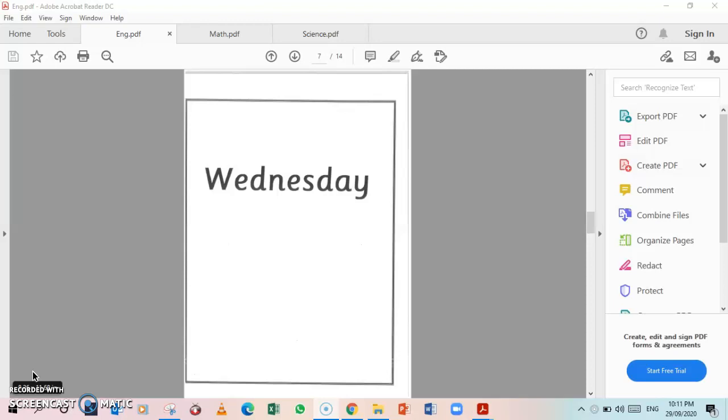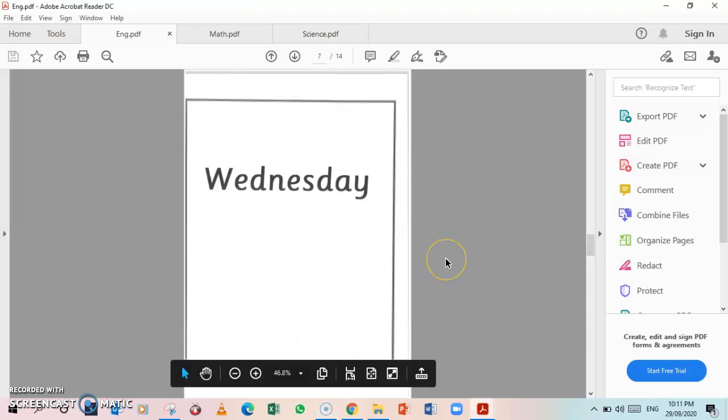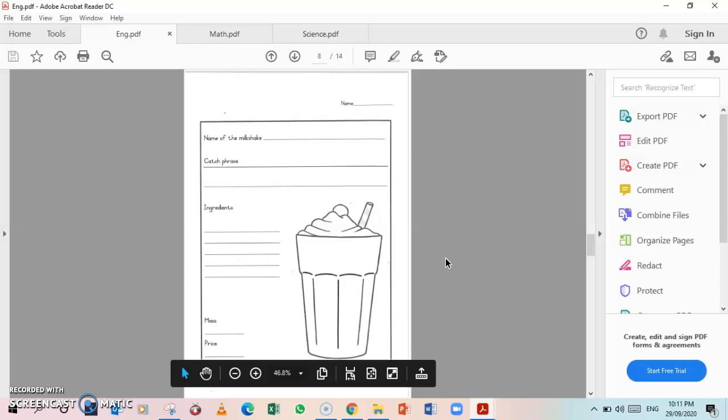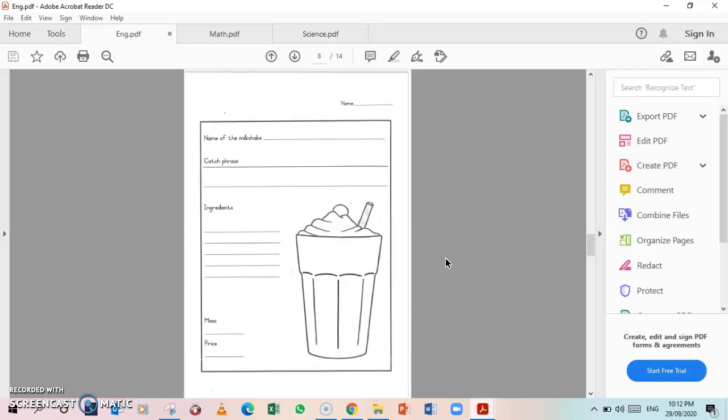So, for today's English activity, you get to design an advert for your own milkshake, year ones. So you get to name this milkshake whatever you like and give it a catchphrase, okay, or a catchy phrase. This means an exciting and fun sentence, okay? So you write 1 or 2 sentences as your catchphrase for your milkshake.